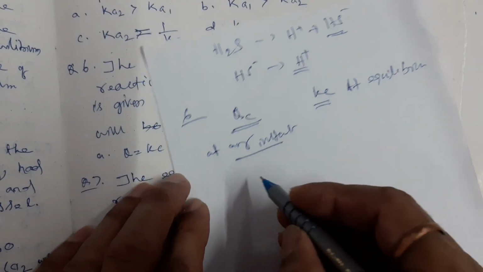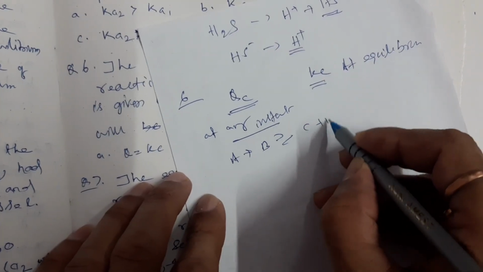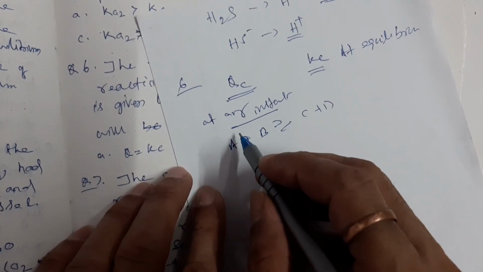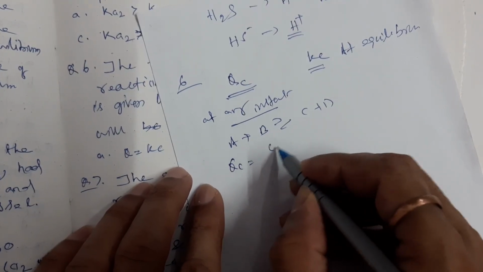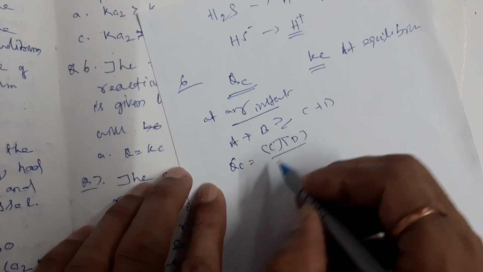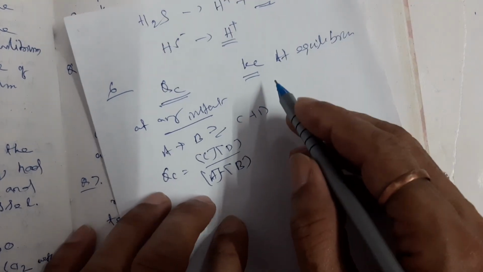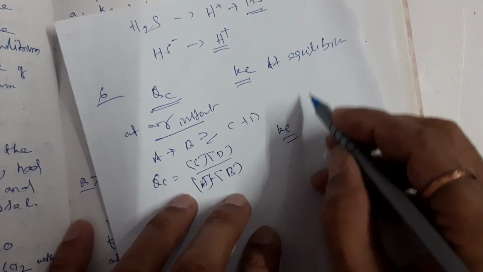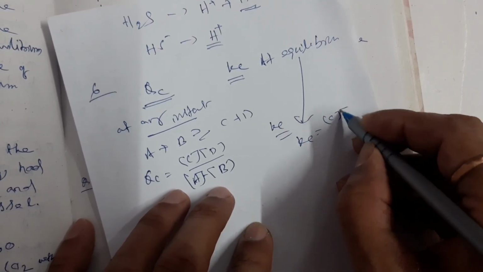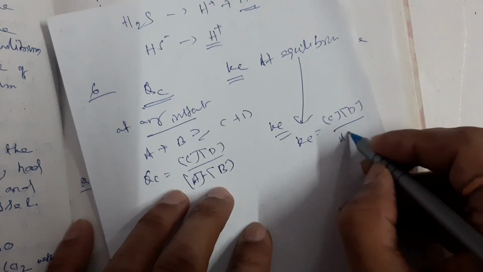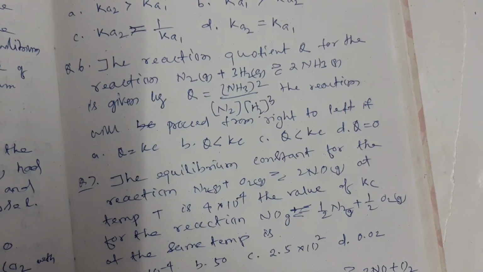the ratio, let us say it is A plus B giving C plus D. At any instant, if Qc is calculated, it is C concentration, D concentration over A concentration, B concentration. But what is Kc? Kc is at only equilibrium. At equilibrium, Kc is equal to C concentration, D concentration by A concentration, B concentration. So this is the case.